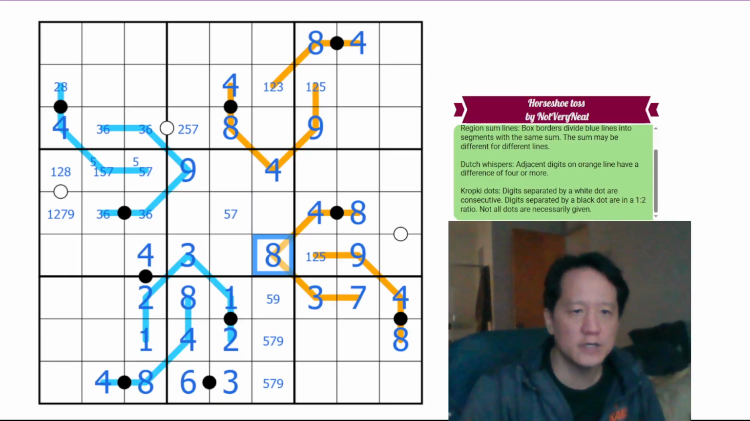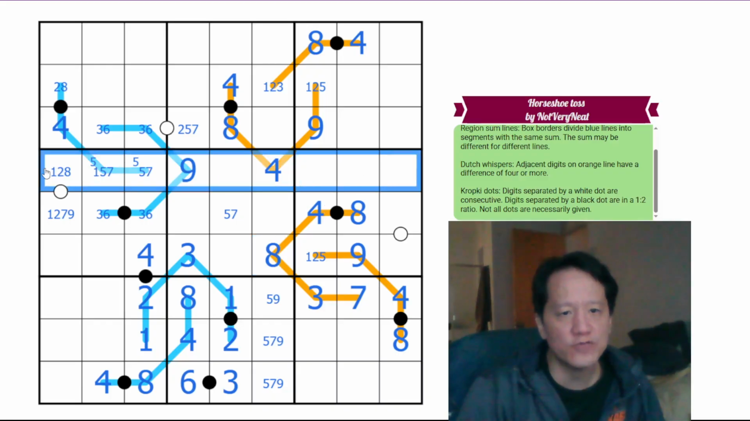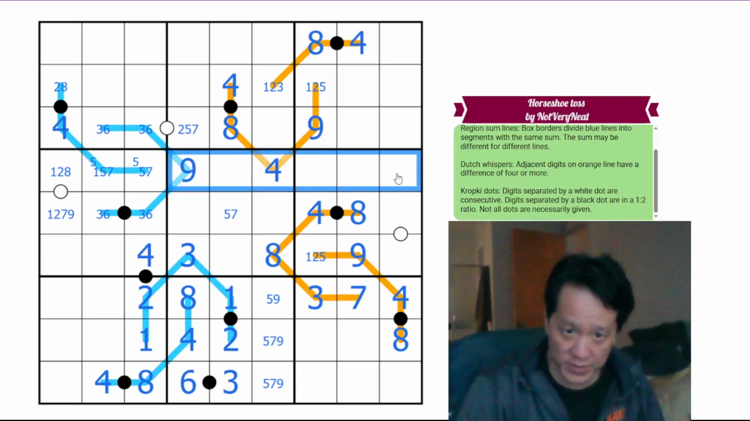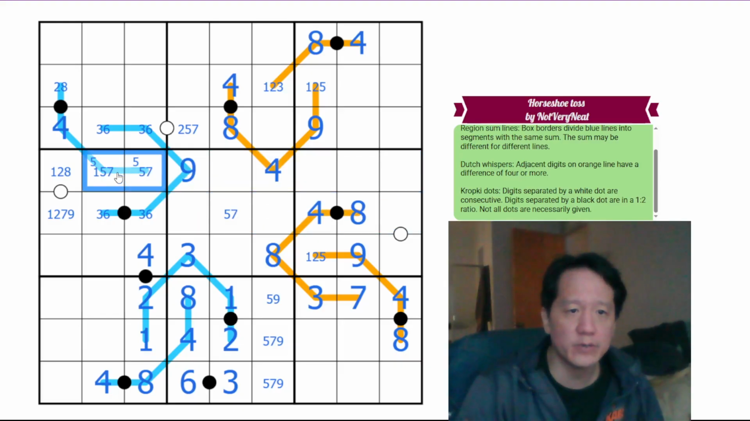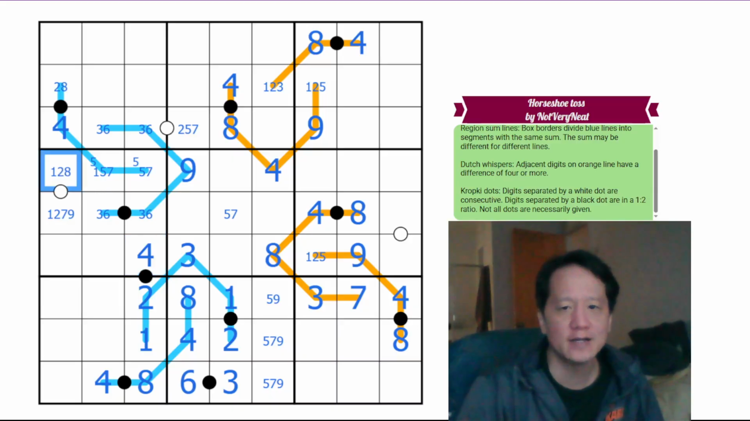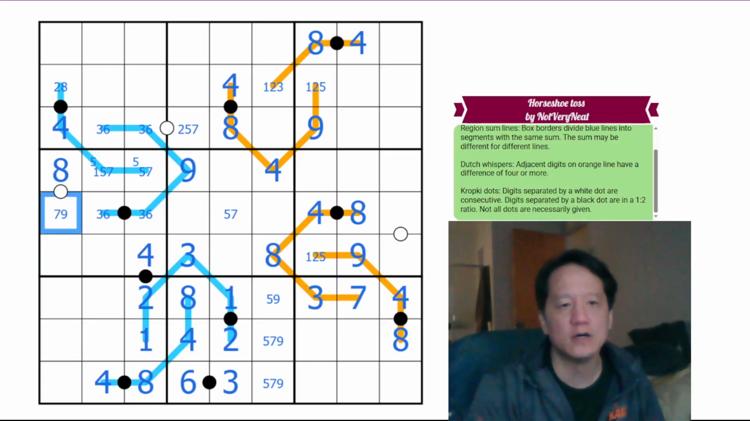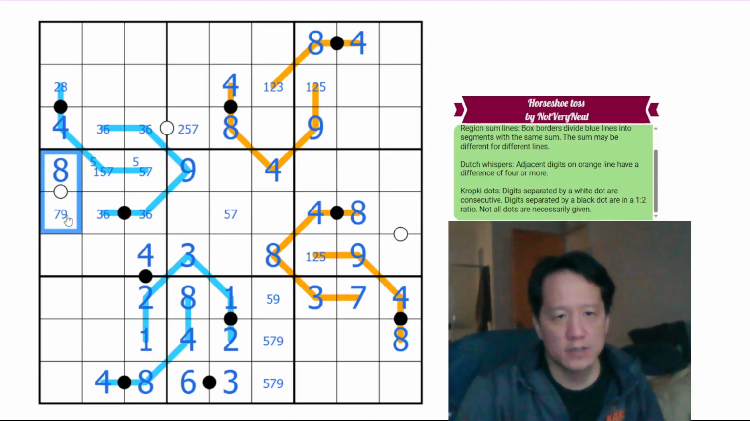So this is 8 here. Where is the 8 in row 4? Can't be here because of the 8s in the boxes. Can't be here because even if this adds up to 12, we can't have 4 and 8 here because of the 4 in the box. So 8 has to be here, which is next to 7 or 9 on the white crop key dots.